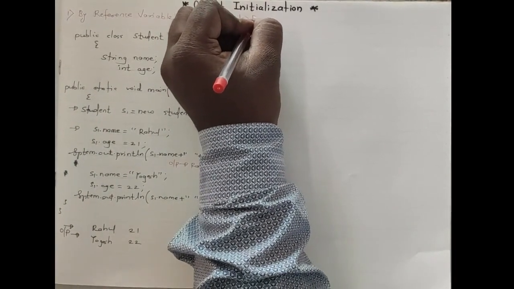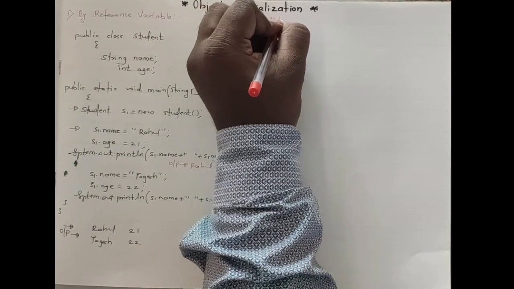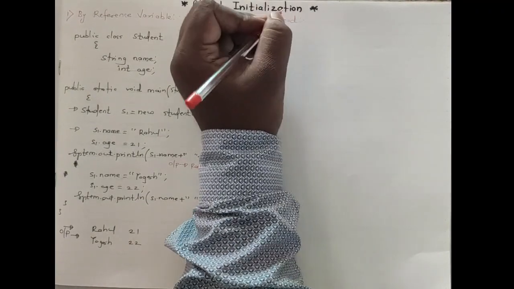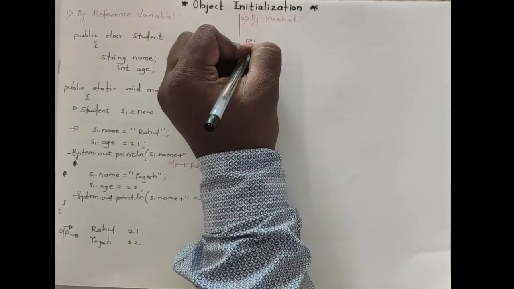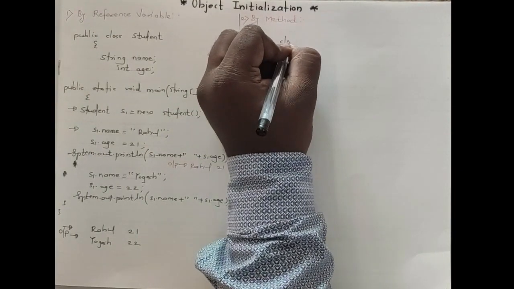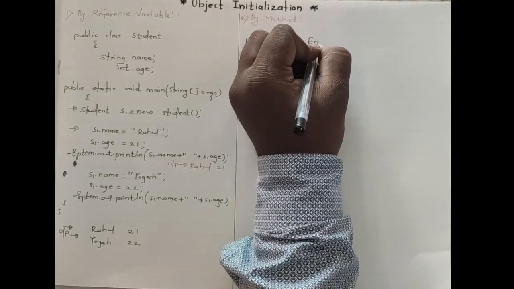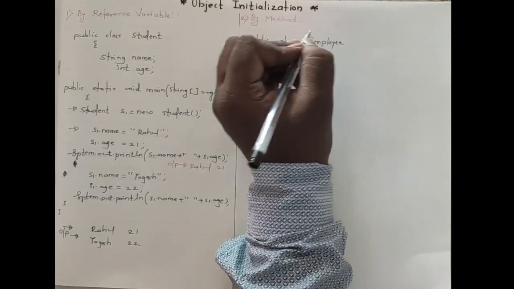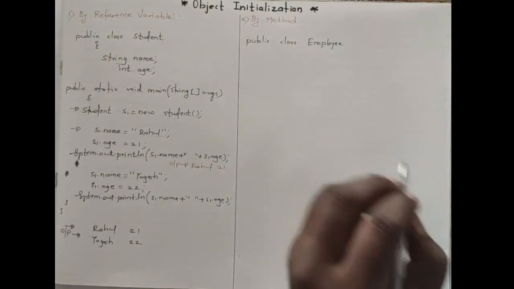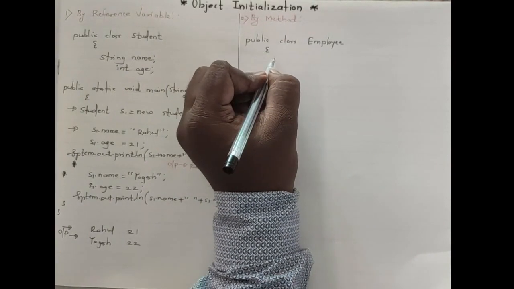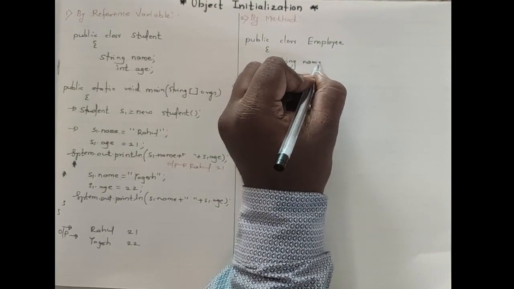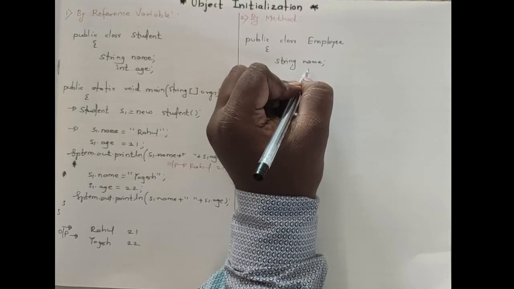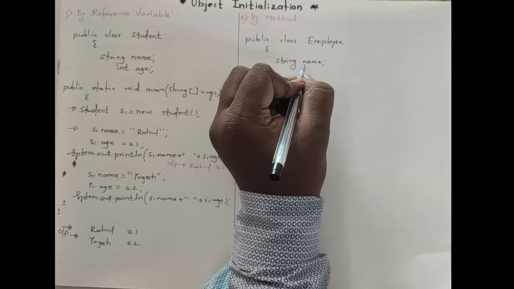By using a method, how to initialize an object? We can initialize by using a method also, or by using a reference variable also. Consider a Java class, public class Employee. The class name given here is Employee. Then open curly braces, String name, semicolon. Here I am using only one variable, that is a String.